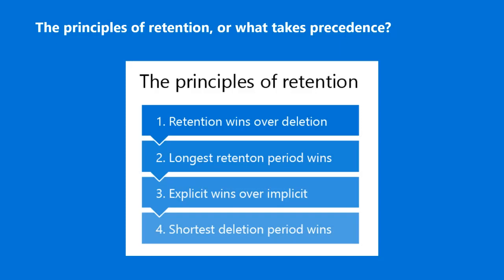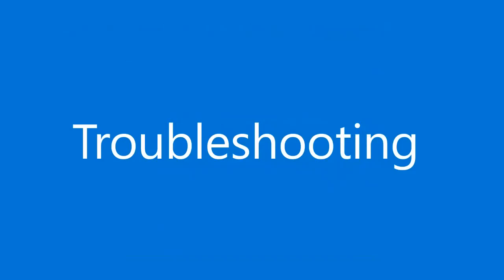Again, if you have multiple policies with different delete actions, whichever policy or whichever tag has the shortest deletion period will take precedence, and the email will be deleted at that specific age, but will be retained until the longest retention age is met. We'll see a couple of troubleshooting scenarios.